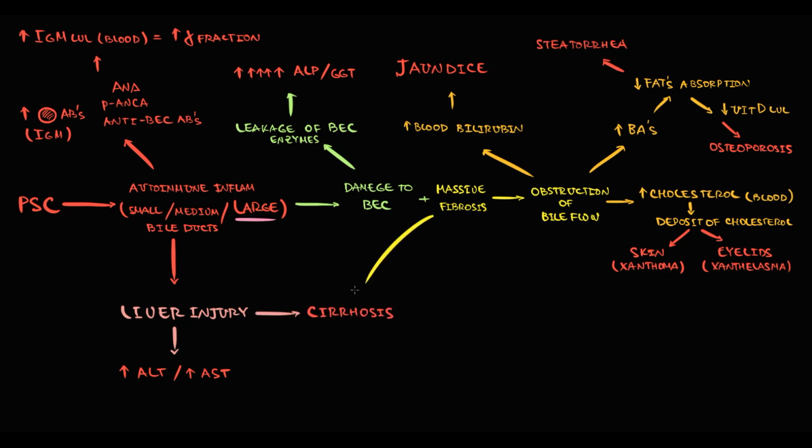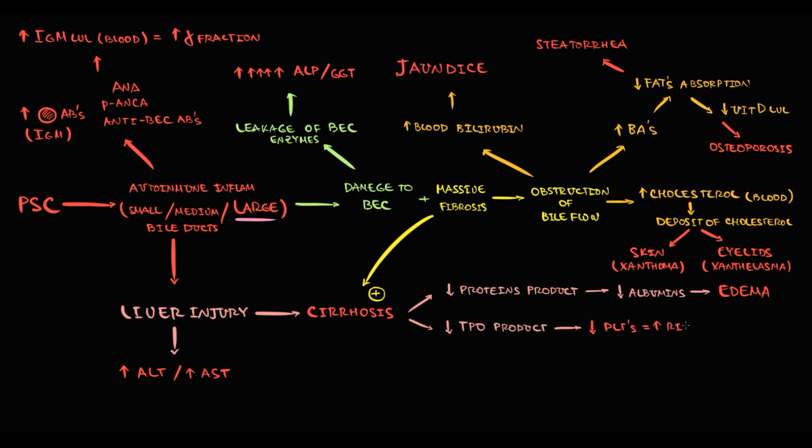cirrhosis. In cirrhosis, liver cannot produce enough proteins into the blood. This will cause decrease in albumin production, which will cause edema. Also, with cirrhosis, the production of thrombopoietin decreases, which leads to decrease in platelet level, and decrease in platelets can significantly increase the risk of bleeding.